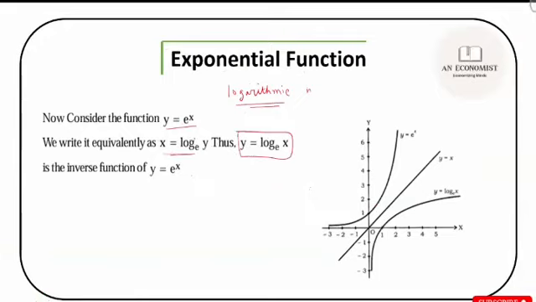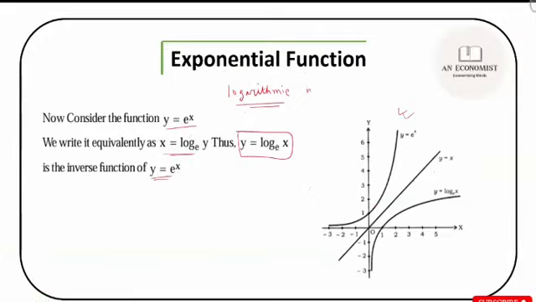x can be written in the form log y to the base e, thus y can be written as log x to the base e, right? And it is the inverse function of e to the power x. So if you want to see graphically, what do you see?